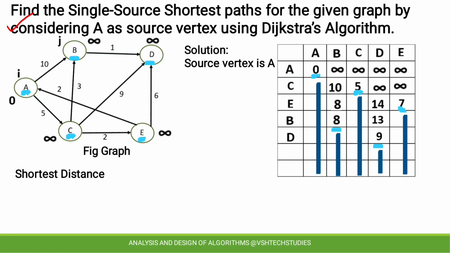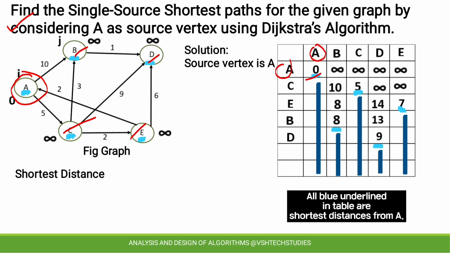Now we can answer one question of the problem statement. What are the shortest distances of other nodes with respect to source vertex or node A? The distance of A from A is 0. Distance of B from A is 8. Distance of C from A is 5. Distance of D from A is 9. Distance of E from A is 7. So that completes the solution for the first half of the problem, that is calculating the shortest distances of all other nodes from source vertex A. So that we can directly get from the table here. Okay.